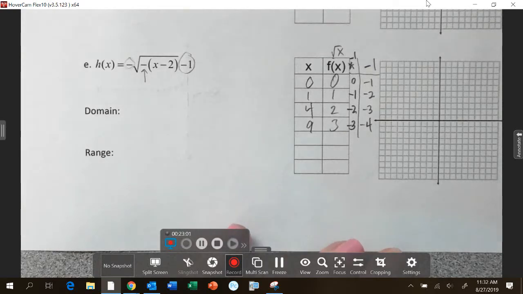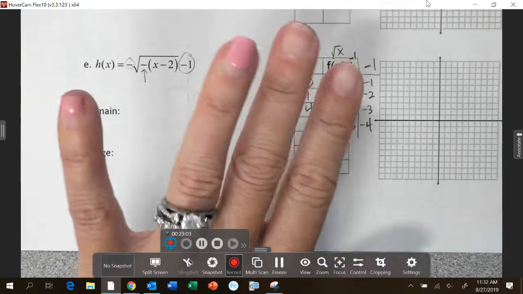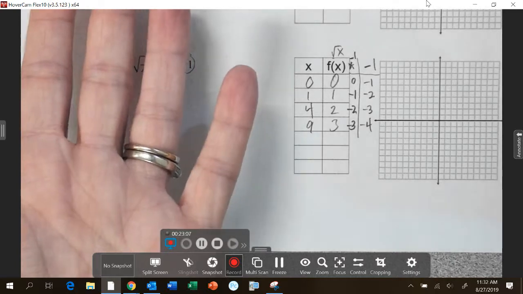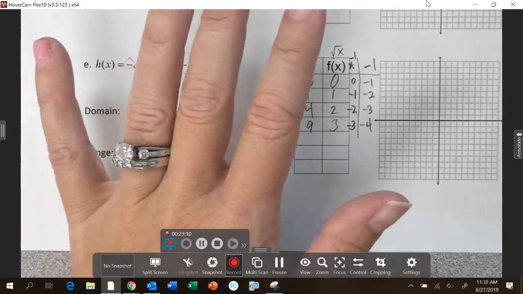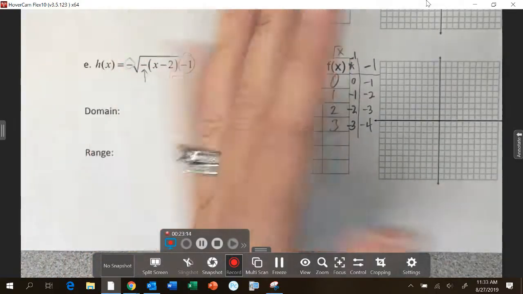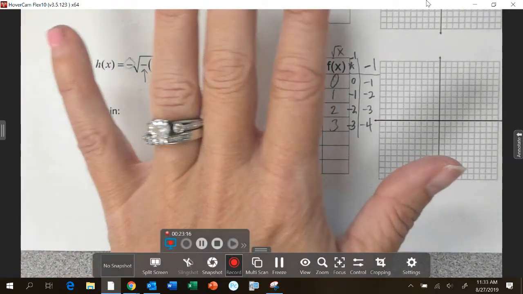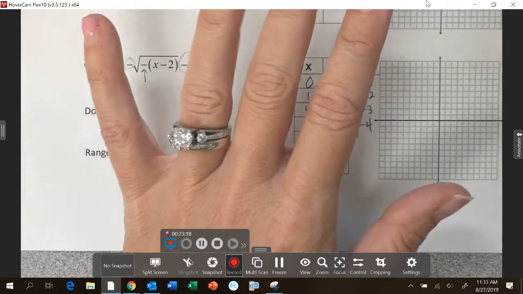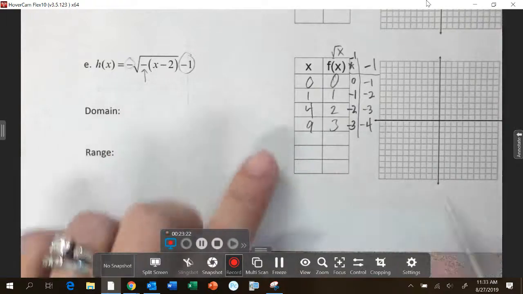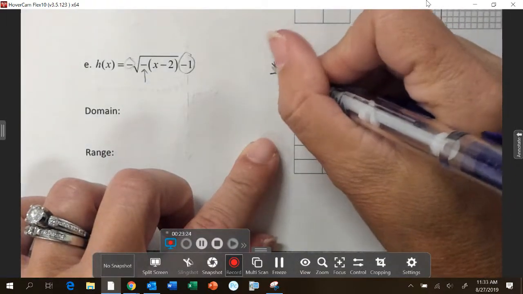This negative on the inside is a reflection. That says take our x's. It's not vertical, it's reflecting over the y-axis. I'm totally doing this left and right and saying vertical. Sometimes the wrong words come out. I meant horizontal. So we're reflecting this way. So you're going to take your x's and multiply by -1.